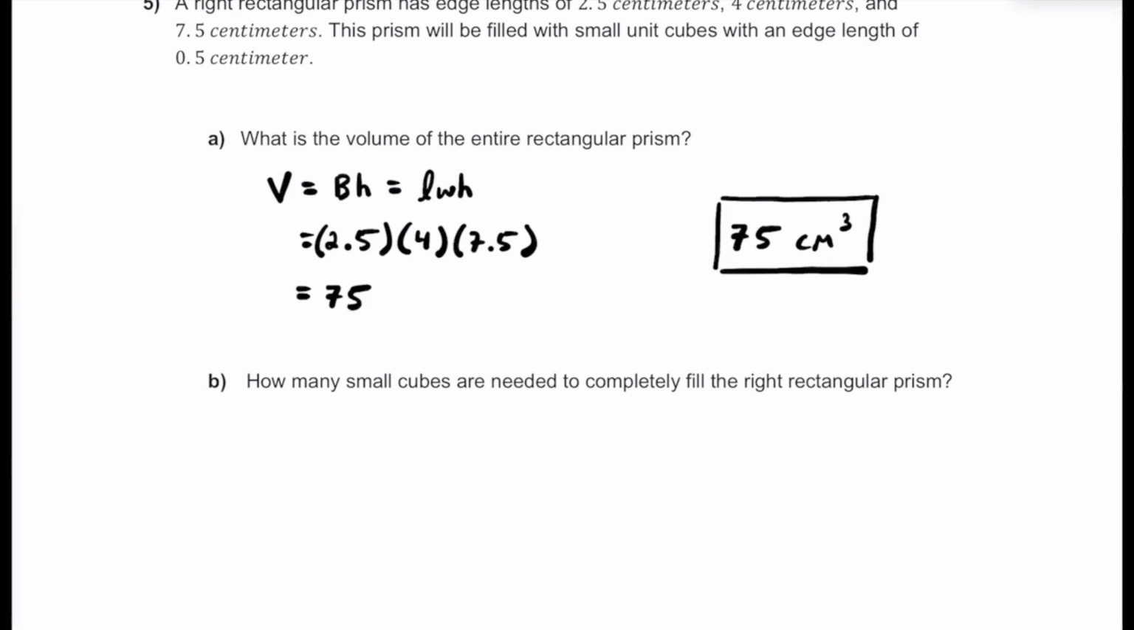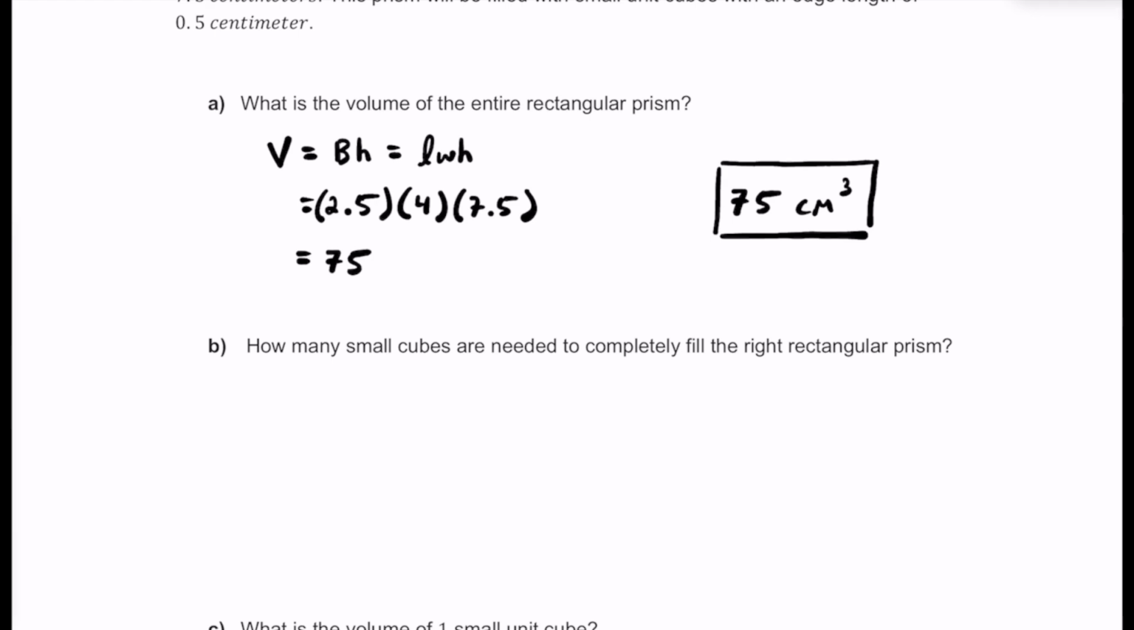Okay. All right. Next, it says how many small cubes are needed to completely fill the right rectangular prism here. Well, what we can do, I guess, a couple different ways.